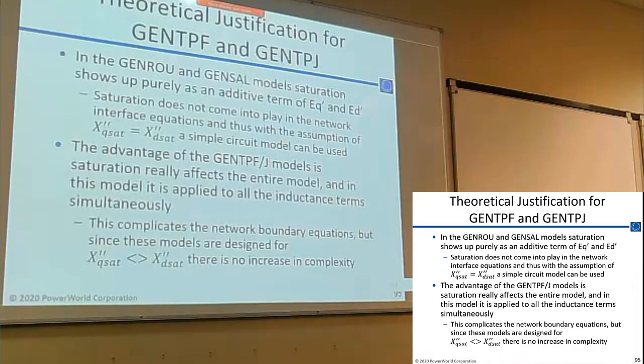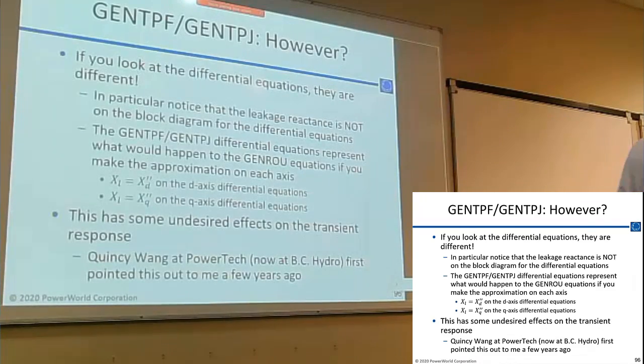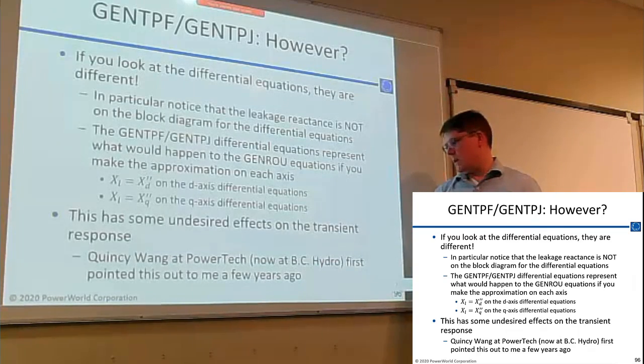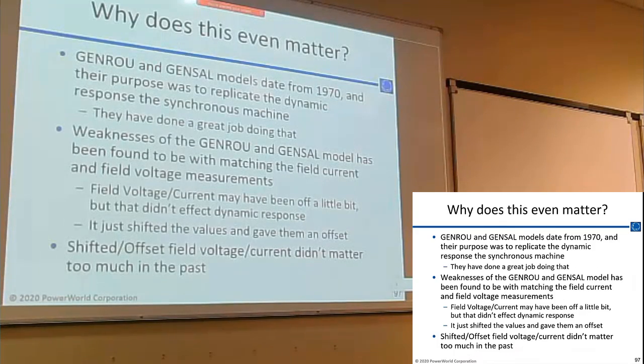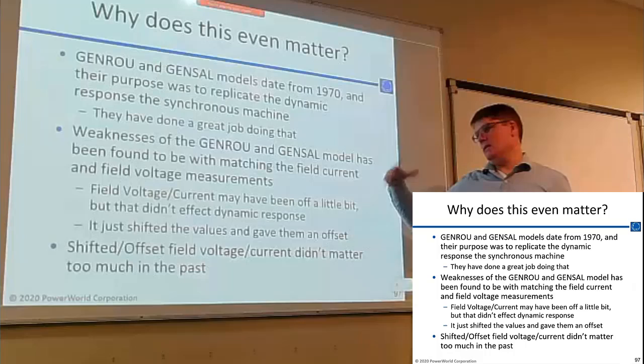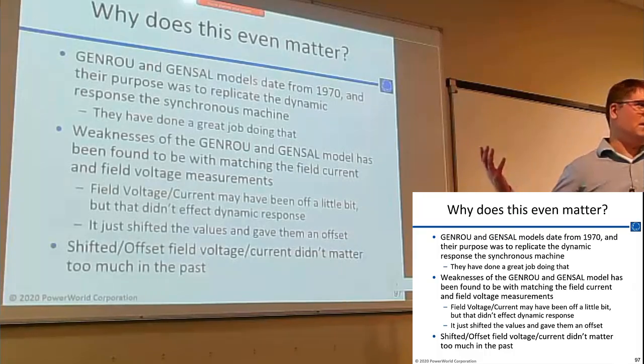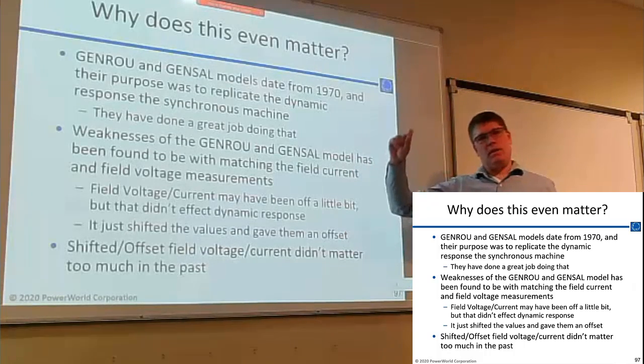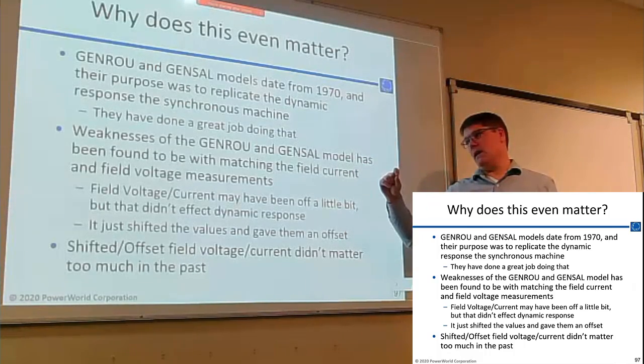All right, so several years ago, Quincy Wong, who was at PowerTech and then went to BC Hydro, was noticing some troubles with the Gen TPF and J, mostly because, again, the field voltages and currents didn't match. All of these changes related to saturation that we've been thinking through in the last 5 years, there'll be another 5 or 10 years before people switch to this model. But all of them make the system a little more accurate in mapping how the field voltage and current changes. All right. So one of the natural questions would be, why does anyone care?